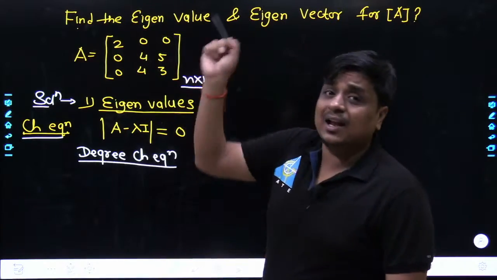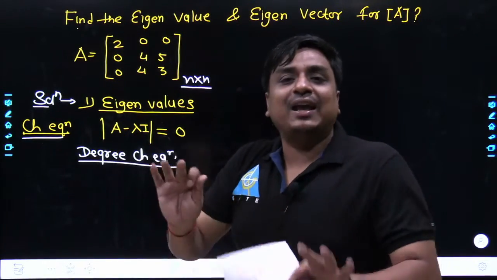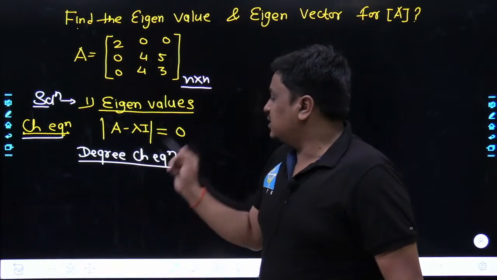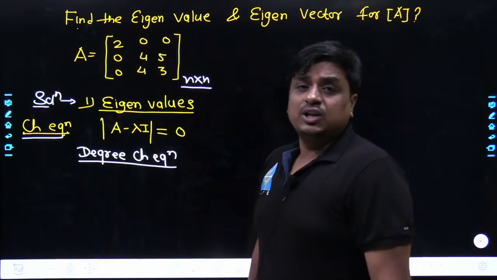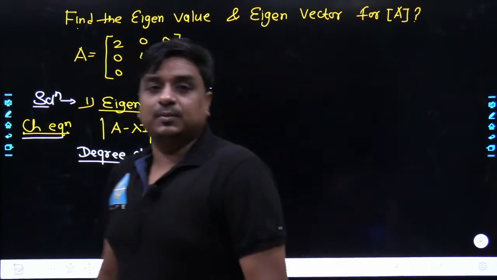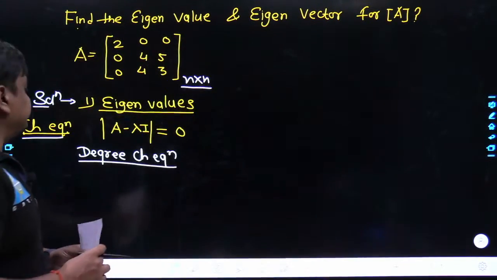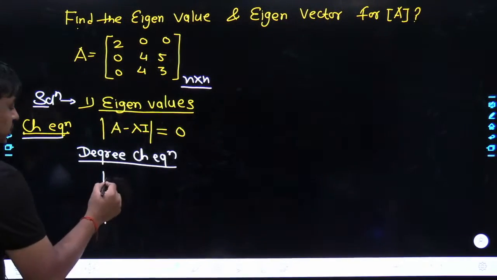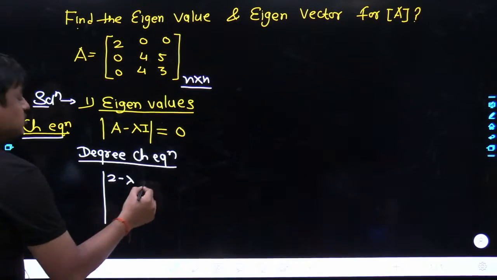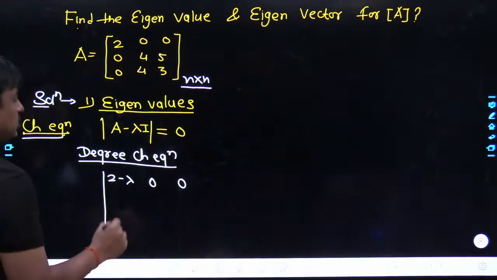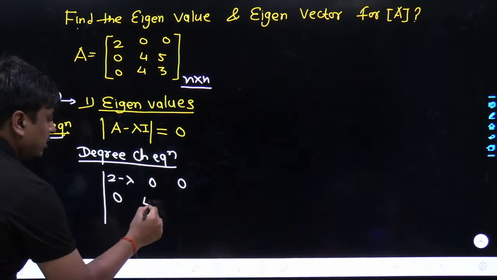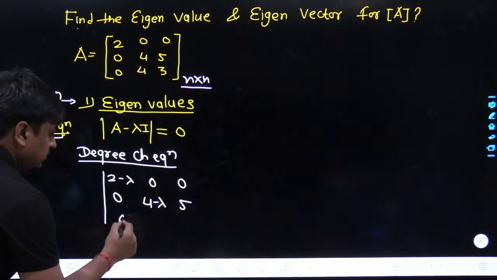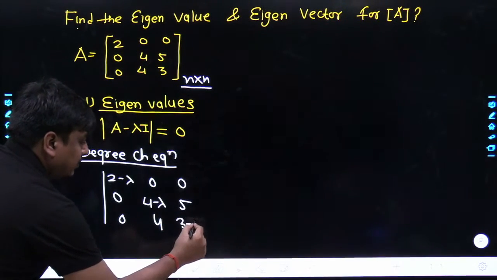And similarly, in the last class, we calculated one problem thoroughly. Even if you go to that problem and calculate the degree of the characteristic equation, you'll find it's nothing but 2. Is the part clear? So straight away, what do we have to do? A minus lambda I: 2 minus lambda, the 0 will remain 0, 0 will remain 0, 0 will remain 0, 4 becomes 4 minus lambda, the 5 will remain as it is, 0, 4, 3 minus lambda.